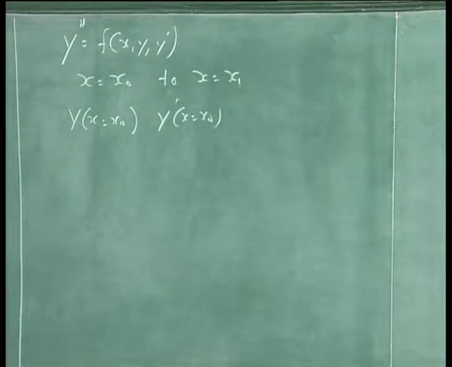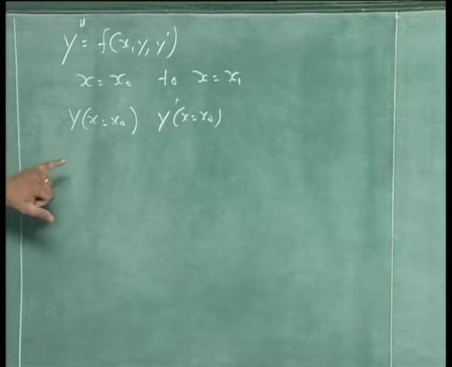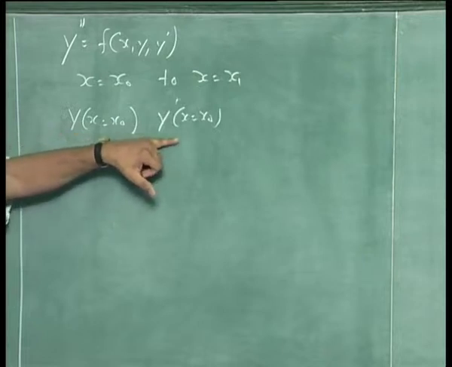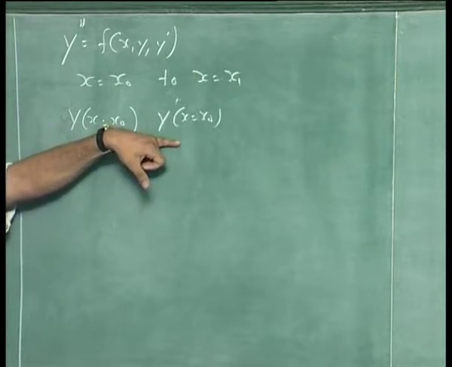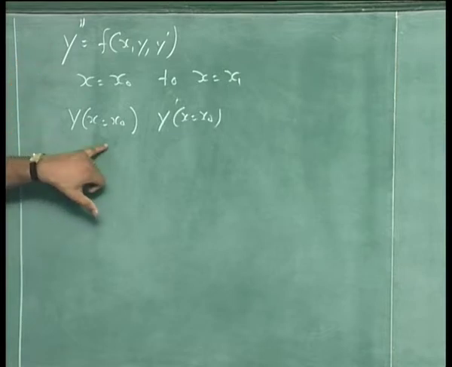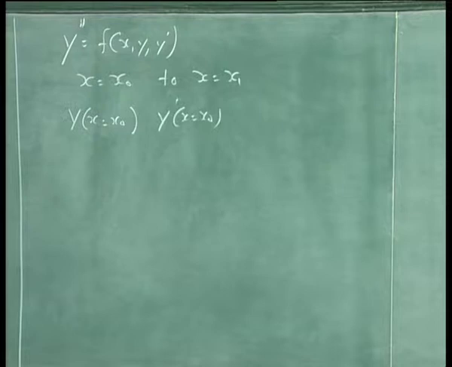Of course, we could have problems in which one condition is specified at the initial case x equal to x0 and the other one is specified at the other boundary. Then that will become a boundary value problem. We can use the method which we learn here to solve problems of that type. We will discuss that at the end of this section.